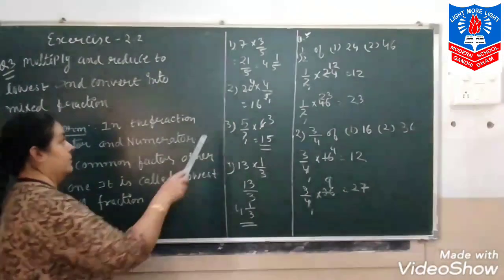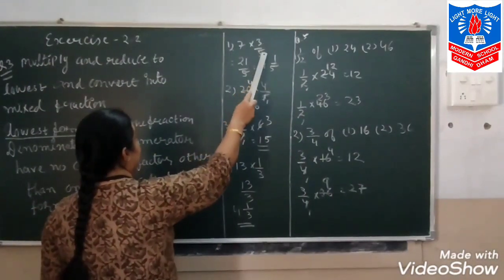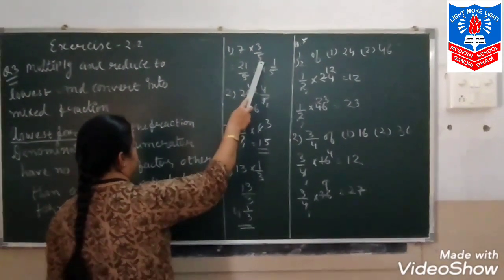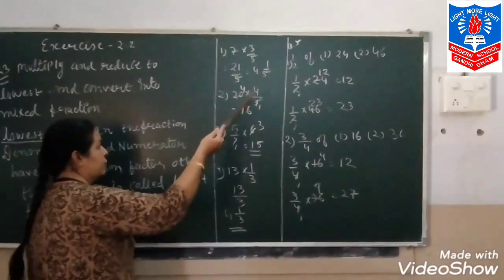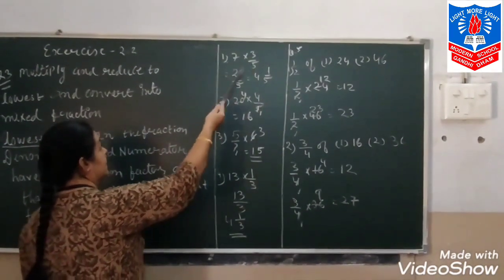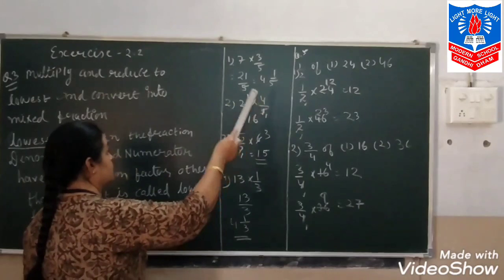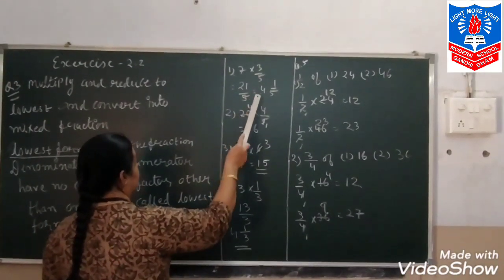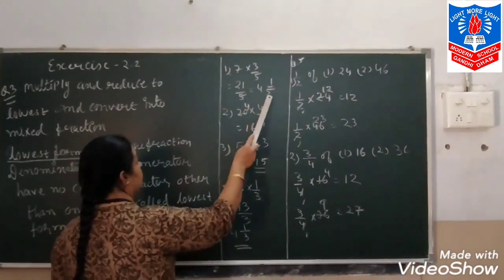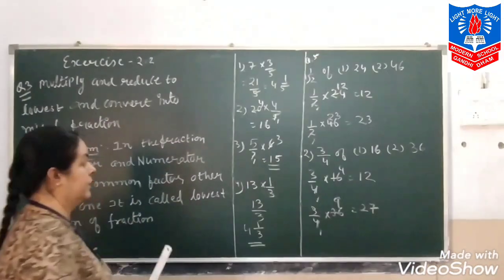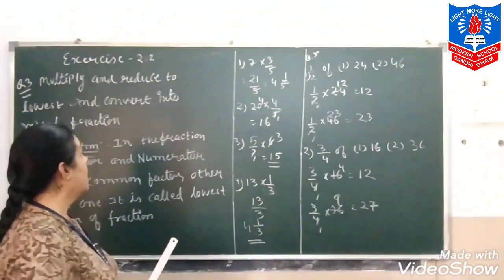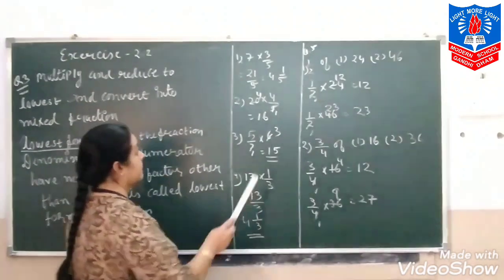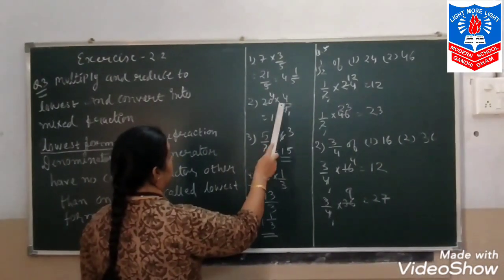The first one is 7 multiplied by 3 by 5. See, 3 is a prime number, 7 is a prime number, 5 is a prime number. So there is no common factor other than 1 in this fraction. So we just multiply: 7 threes are 21 upon 5. Then we convert 21 upon 5 into a mixed fraction. I already explained in Exercise 2.1 how we convert into mixed fractions. Just simple division.